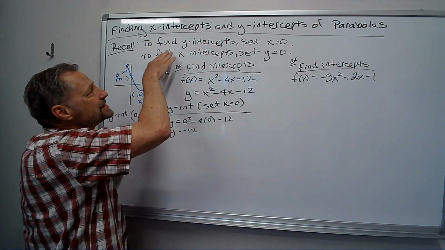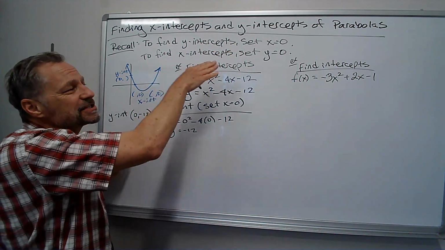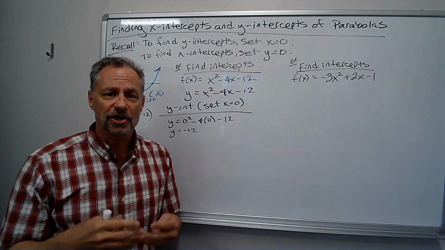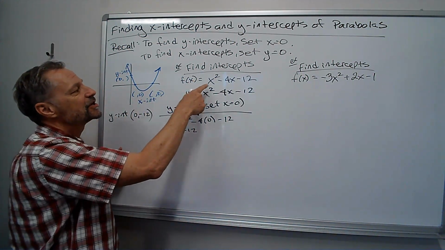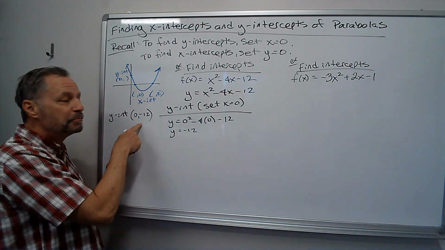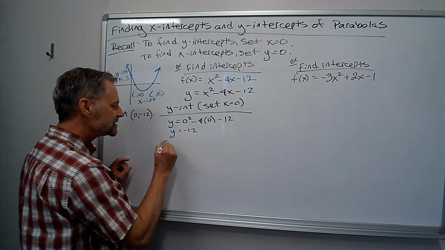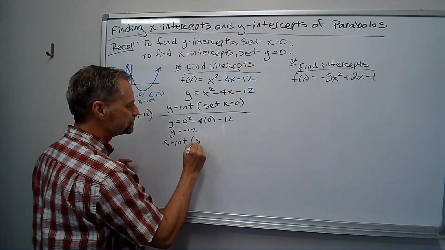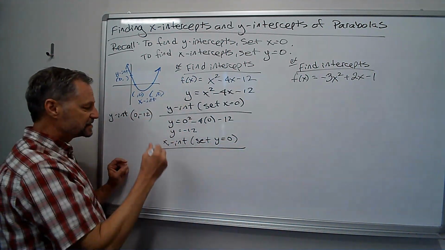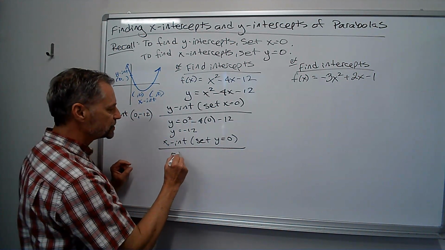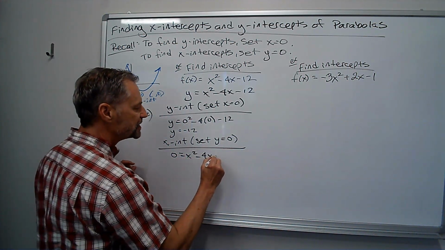And the y-intercept, x equals 0, and the x-intercept, y equals 0, that's for any graph that you're going to look at. Okay, so anyway, there's the y-intercept. I could have just said, oh, when x is 0, y is negative 12. Boom, I have that one. For the x-intercept, now I set y equals 0. Well, remember f of x is y, so that's just 0 equals x squared minus 4x minus 12.